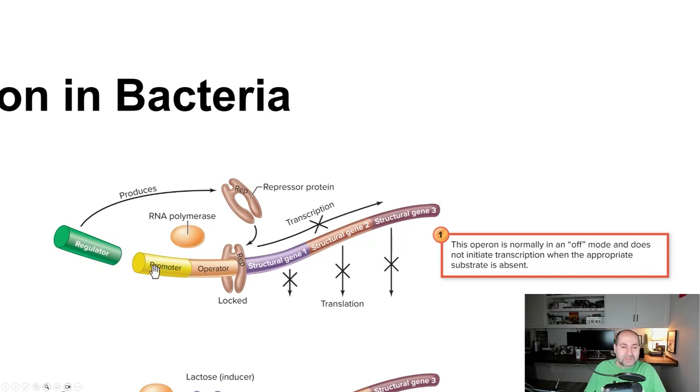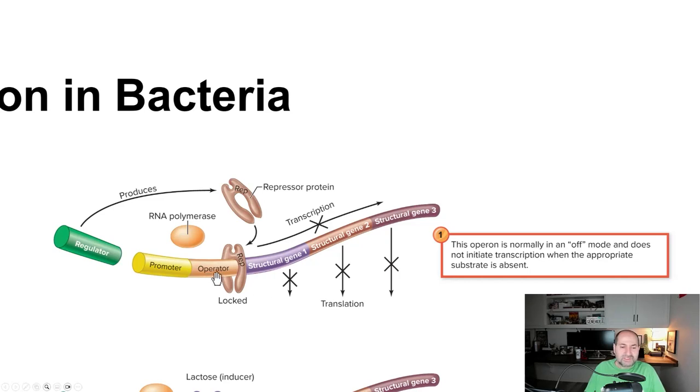The lac operon has what's called the promoter. Remember, the promoter is this stretch of DNA upstream of the genes on which RNA polymerase, the enzyme that reads DNA to synthesize mRNA, can bind. RNA polymerase binds to the promoter so that it can start transcription.